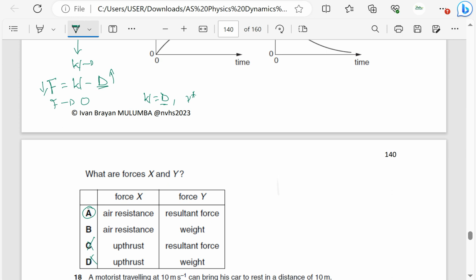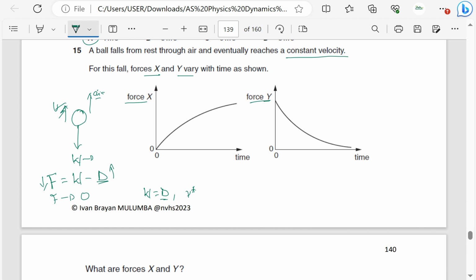So as it falls, air resistance goes on increasing with time, but then it will stop increasing when it is equal to the weight. That's why this graph shows an increase in force which is almost becoming constant. When it becomes horizontal, the weight is equal to the air resistance or the drag force. So this is air resistance. As the drag force increases, the resultant force decreases, because the resultant force is the weight minus the drag force. Because the drag force is becoming bigger, this difference is becoming smaller. So the other graph must be the resultant force.